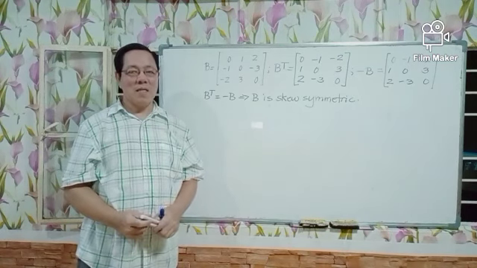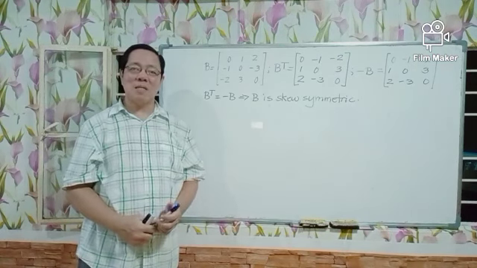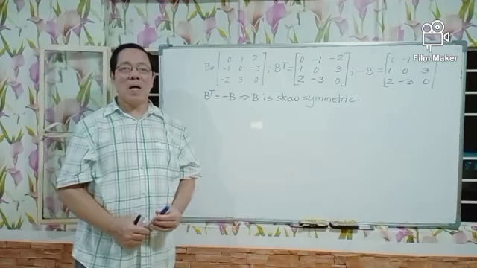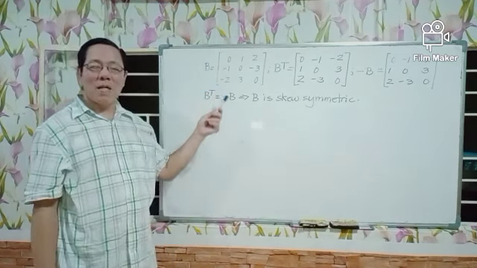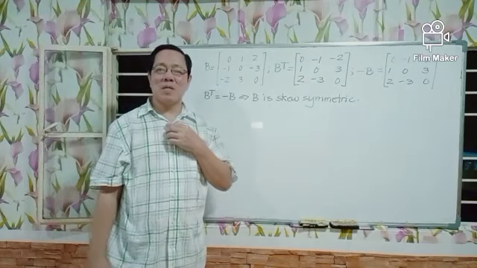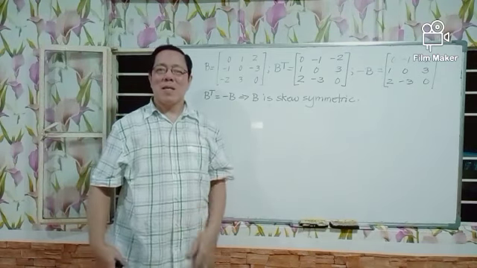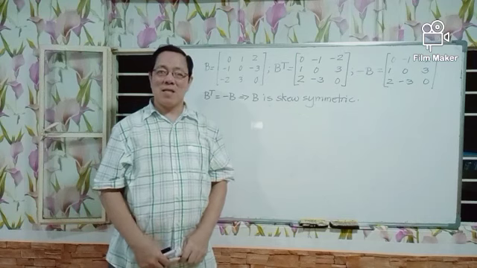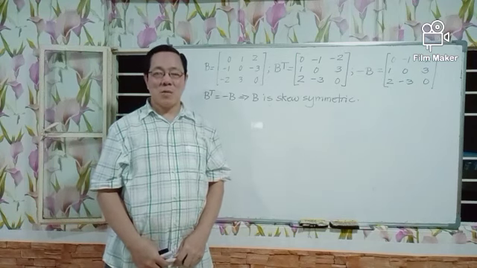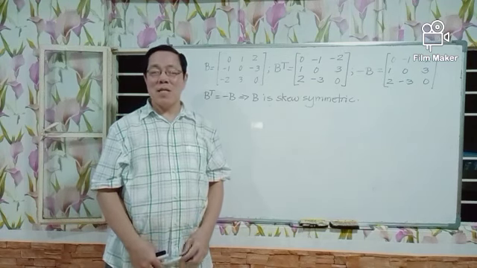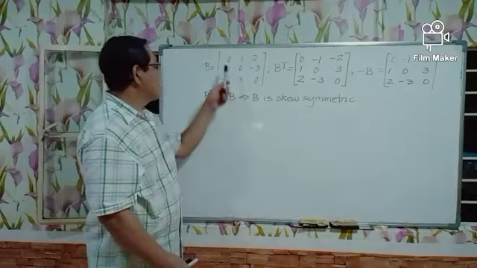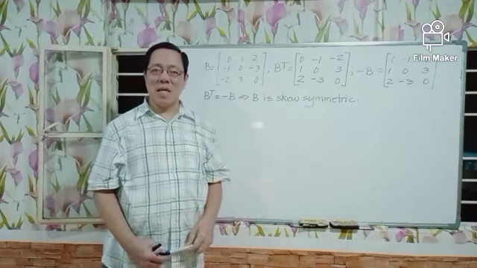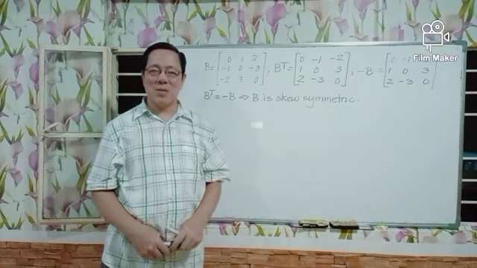Now, we have shown that B is skew-symmetric, but if you notice, matrix B is a square matrix, and that's one of the properties of a skew-symmetric matrix. A skew-symmetric matrix is a square matrix, and in addition to that, the entries in the diagonal are 0. And we state that property as a theorem.